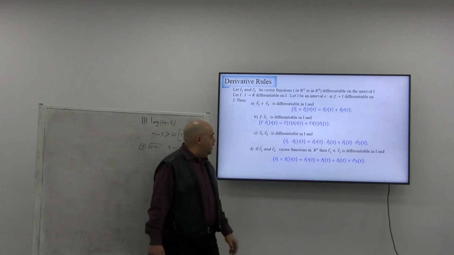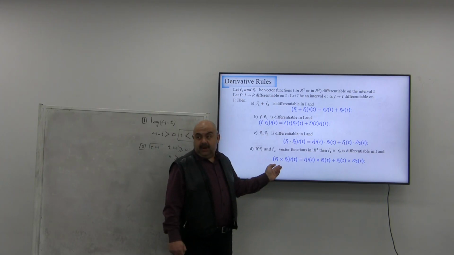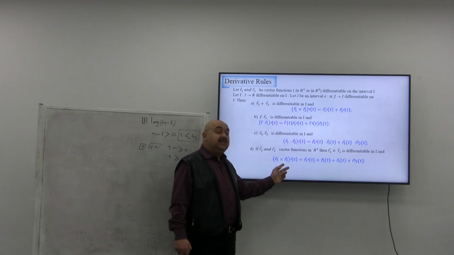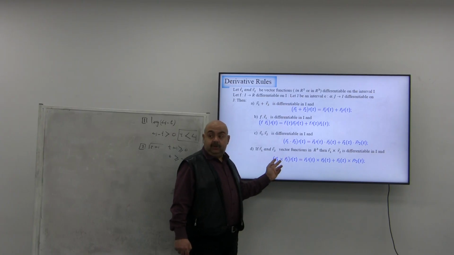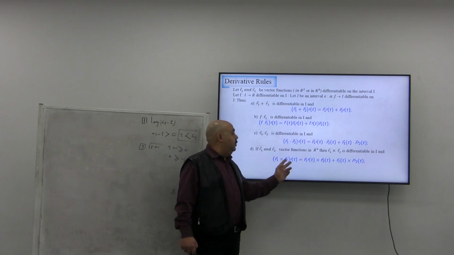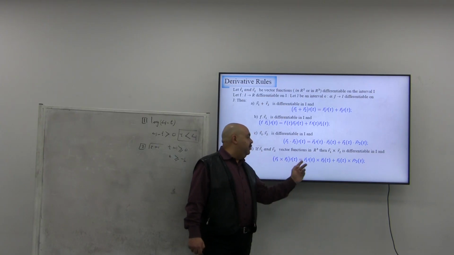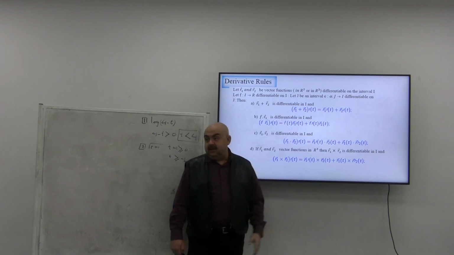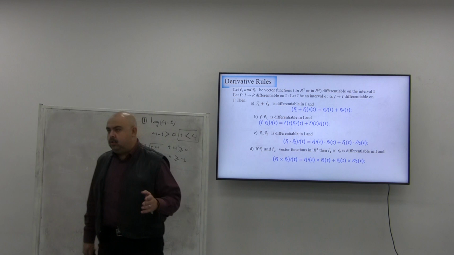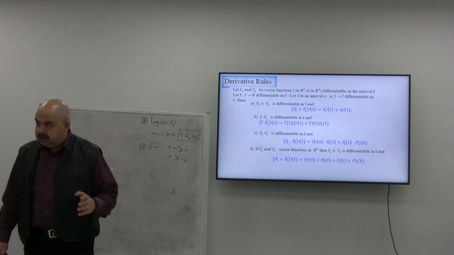And in cross multiplication, also it will be the same result. So if I take the cross product of R1 as a vector function and R2 as a vector function, and get the derivative of these two functions, what's going to happen? I will have a cross multiplication with the derivative of the first vector function times the second, and then vice versa. So it also goes for cross multiplication.